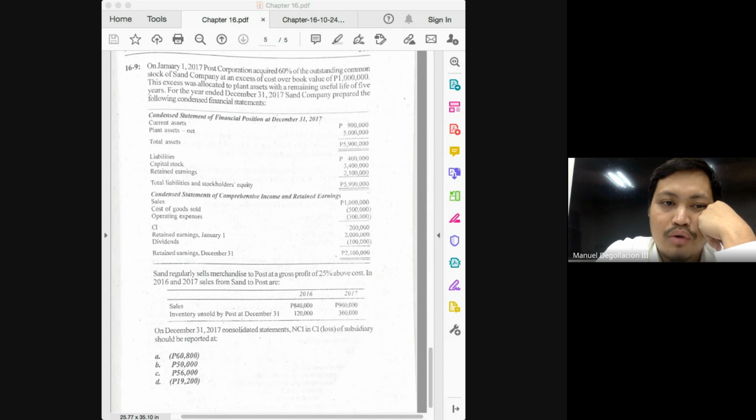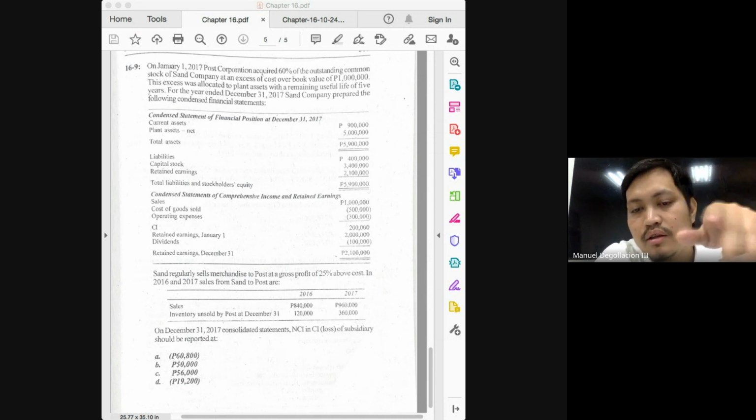Okay? But what we are looking for is the share of the NCI. How much is the non-controlling interest percentage-wise? 40%. Where did we get the 40%? That's the residual interest after you remove the controlling interest of 60. Okay, so 40% multiplied by 48,000. How much will that give you? 19,200.